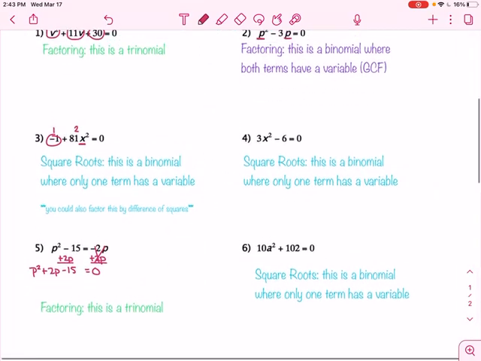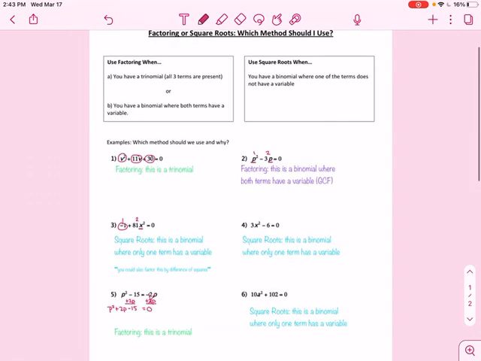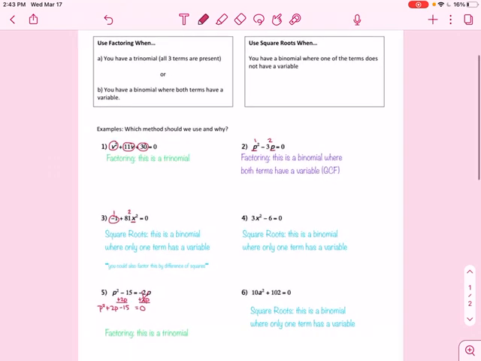Okay, so just seeing the difference between the different cases and thinking about, all right, I have these 2 methods, and really making sure we know when it would be more appropriate to factor versus when it would be more appropriate or easier to use square roots.